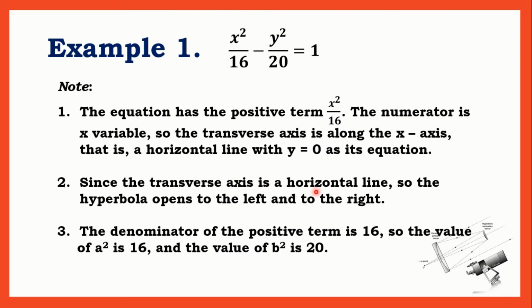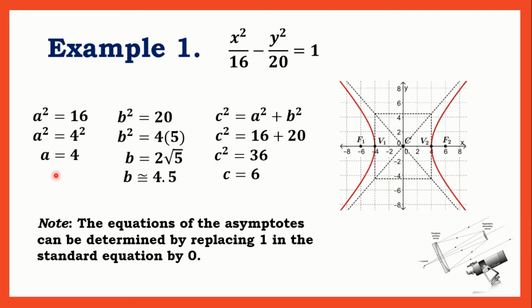Since the transverse axis is a horizontal line, the hyperbola opens to the left and to the right. The denominator of the positive term is 16, so the value of a squared is 16, and the value of b squared is 20. a is equal to 4, b is approximately equal to 4.5, and c is equal to 6. The equation of the asymptotes can be determined by replacing 1 in the standard equation by 0.